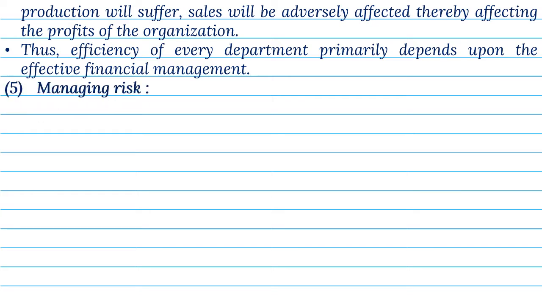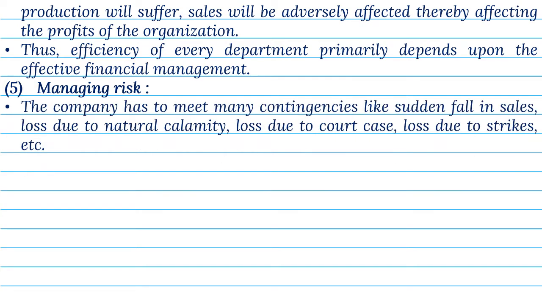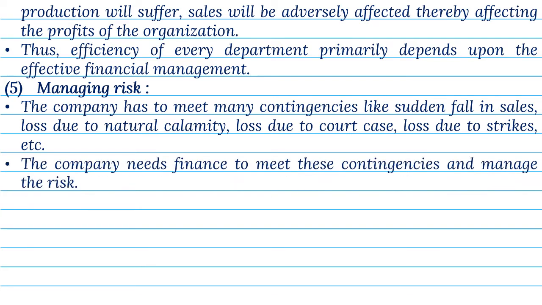5. Managing risk. The company has to meet many contingencies, like sudden fall in sales, loss due to natural calamity, loss due to court case, loss due to strikes, etc. The company needs finance to meet these contingencies and manage the risk.